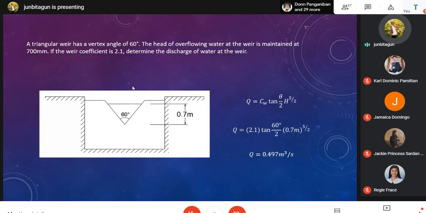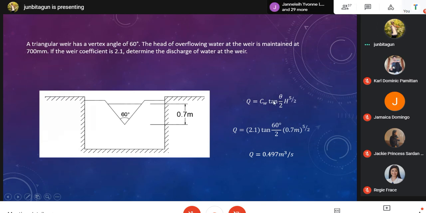Ito naman pag triangular yung weir, no? Simple lang naman pag binigay na yung weir coefficient. So don't worry. 2.1 weir coefficient. So lagyan mo na lang agad dun. Wag kayong malilito sa C tsaka weir coefficient. May mga gumagawa kasi niyan na nalilito, no? They input it in C rather than in CW.